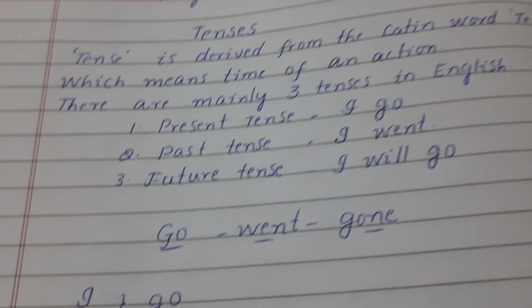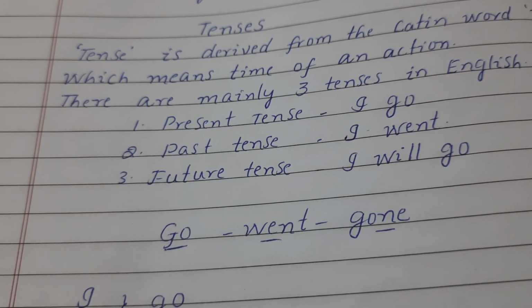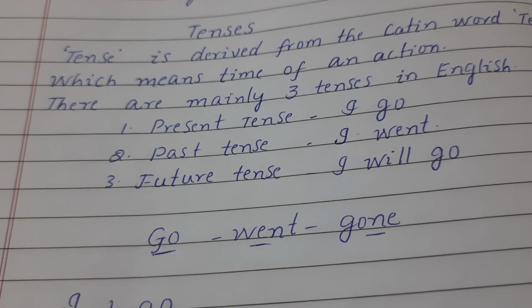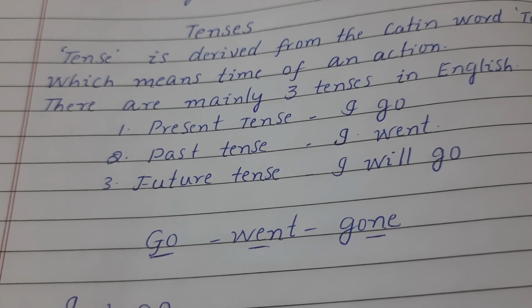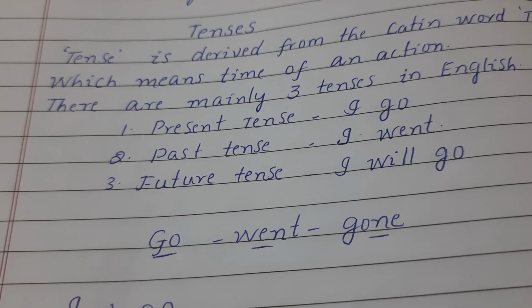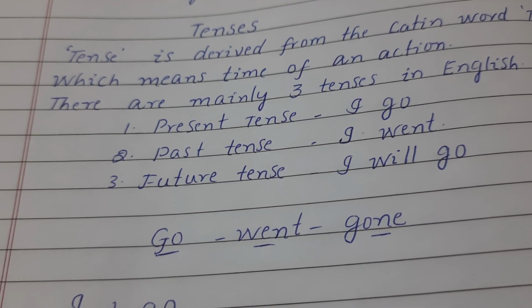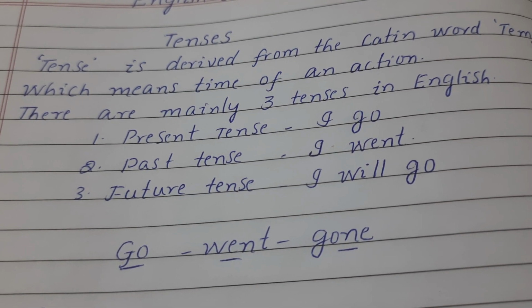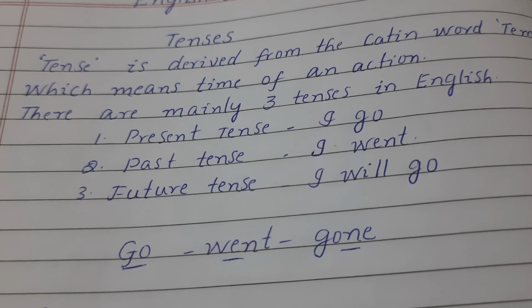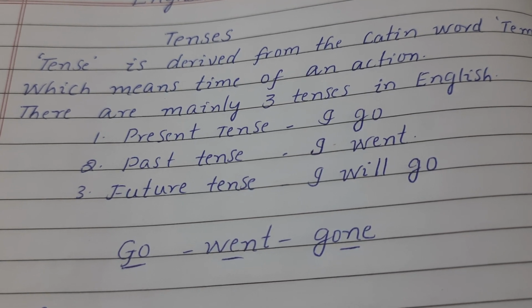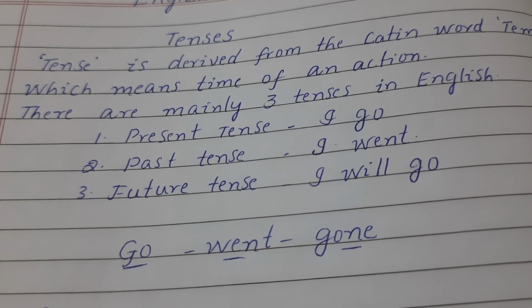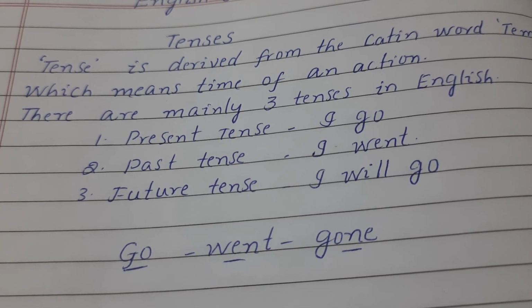So there are mainly three tenses in English. If you know these three tenses, you will be able to speak well. The main three tenses are present tense, past tense, and future tense. Examples for present tense: I go. Example for past tense: I went. And the future tense: I will go.